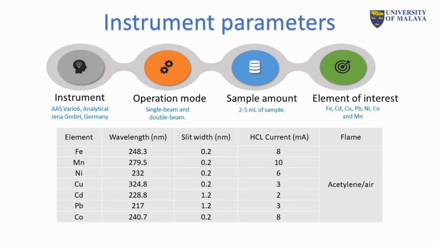In general, this instrument typically requires around 2 to 5 ml of sample. Next is the wavelength. The wavelength for each element of interest needs to be adjusted as shown in the table. It is also important to adjust the slit width, which alters the instrumental bandwidth. The slit width should be kept as narrow as possible, but sufficient to allow the radiant power to reach the detector. So it shouldn't be too wide, and it cannot be too narrow either.